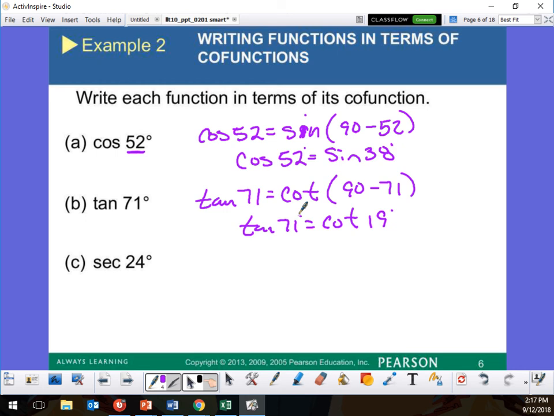So writing it out like this every single time is going to help you guys out because we're going to get into some weird ones later. All right, so what is the secant 24? What is the cofunction of secant? Cosecant. So I'm going to write secant of 24 is equal to CSC, cosecant of 90 minus 24 equals what?